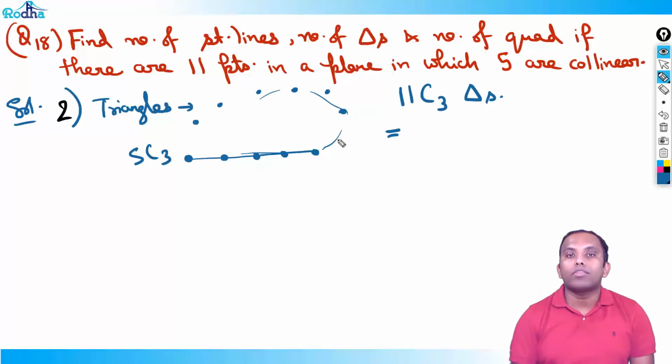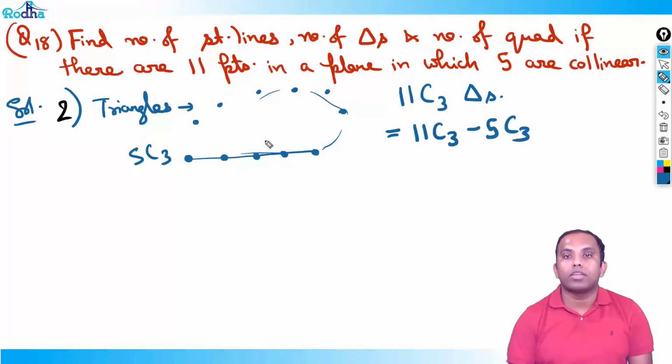Since these 5 points are collinear, it can never give you a triangle, right? So from 11C3, subtract 5C3. That is the collinear case. So what is the answer? You can just simply solve it.